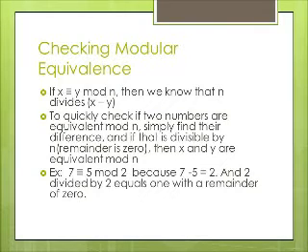So as a quick example, 7 is equivalent to 5 modulo 2, because 7 minus 5 is 2, and 2 divided by 2 equals 1 with a remainder of 0. Note that it doesn't matter in what order we take the difference. We could have done 5 minus 7, gotten negative 2, and negative 2 divided by 2 is negative 1 with a remainder of 0. As long as the remainder is 0, this test works just fine.